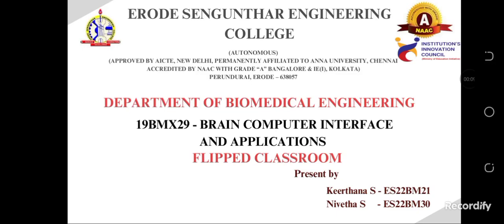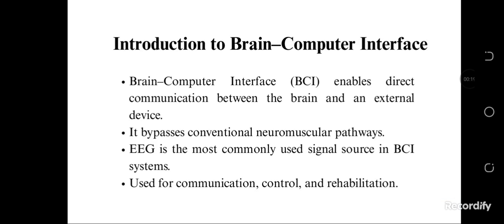Today I'm going to take a seminar in the subject of brain computer interface and applications, on the topic of neurorehabilitation. Let's begin with an introduction. What is meant by brain computer interface? The brain computer interface enables direct communication between the brain and an external device. It bypasses the conventional neuromuscular pathways, and EEG is the most commonly used signal source in BCI systems. It is used for communication, control and rehabilitation.